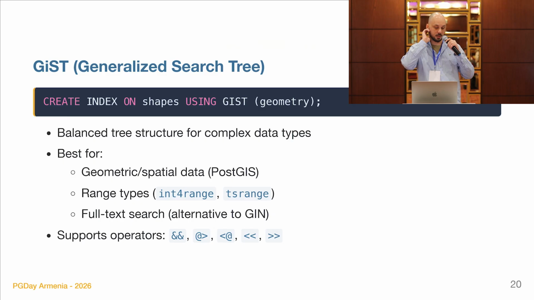The next one is the GiST. It's a generalized search tree. It's very useful for geometric types, spatial data. There's a Postgres extension called PostGIS that uses them extensively.